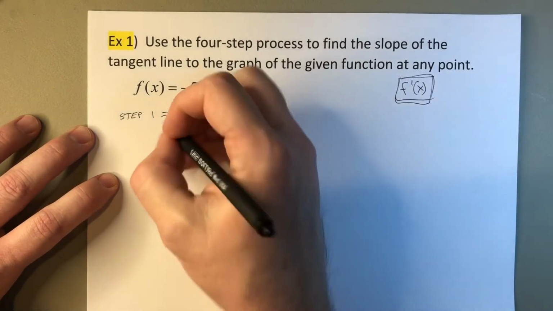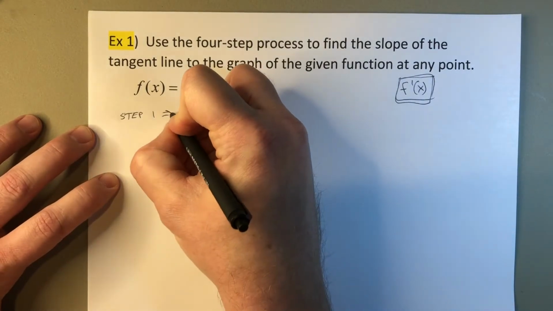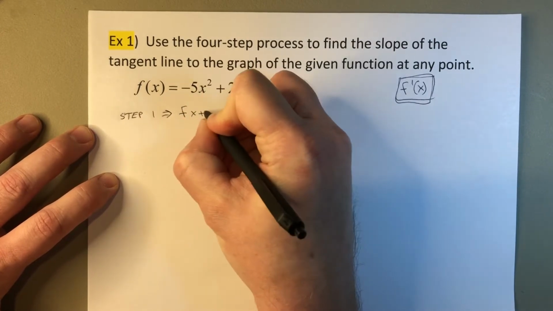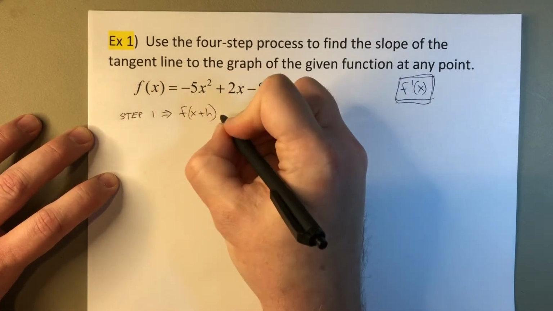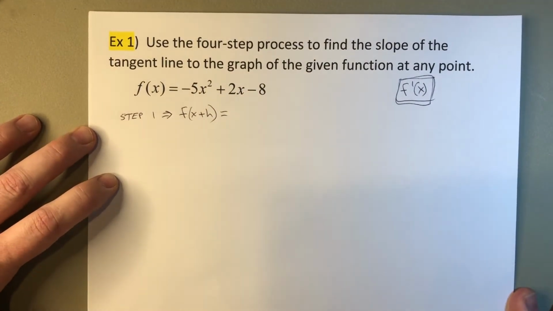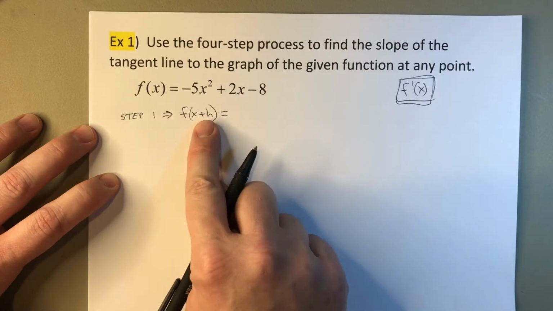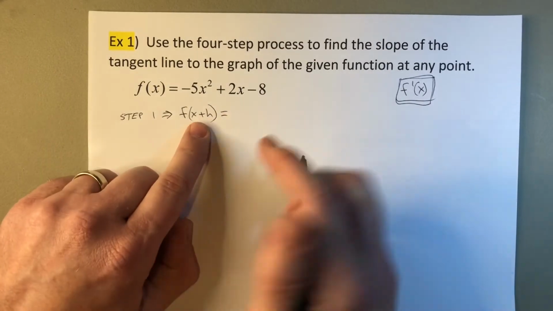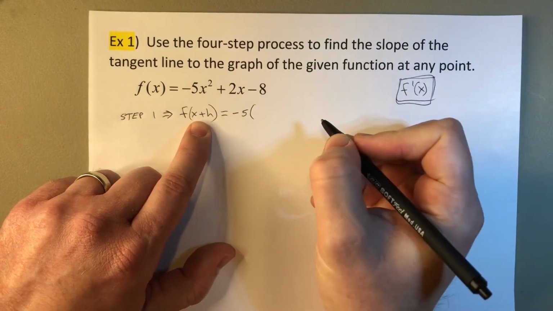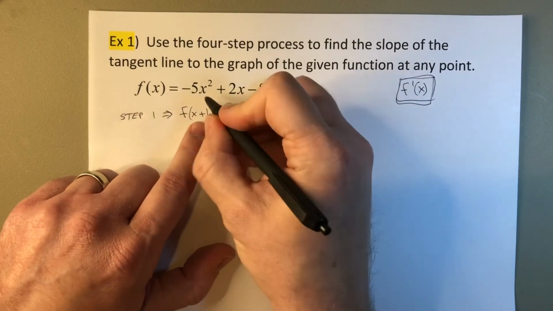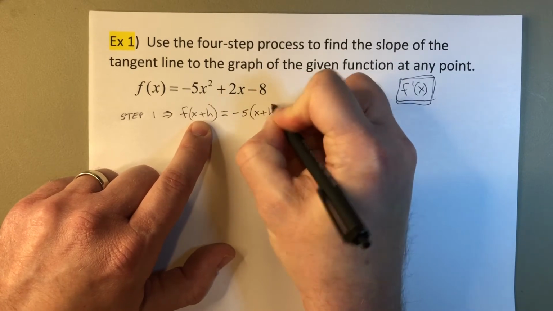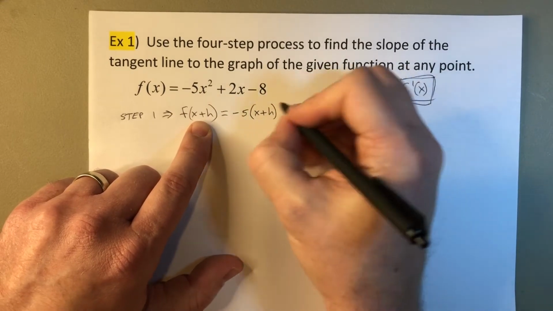Step number 1 is to determine this. What is f of x plus h? Well, remember from Math 128, function notation. What does this mean? This means wherever you see an x in the original function, f of x, you're going to replace every one of these with the quantity x plus h. So it should look like this.